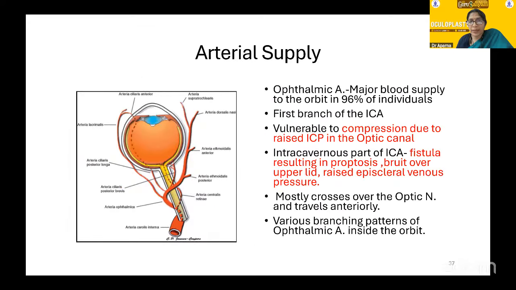Coming on to the arterial supply. The ophthalmic artery is a major blood supply to the orbit, and it is the first branch of the internal carotid artery. It is vulnerable to compression due to raised ICP in the optic canal. So the ophthalmic artery crosses the optic nerve mostly superiorly and travels anteriorly. It has a varied branching pattern in the orbit.